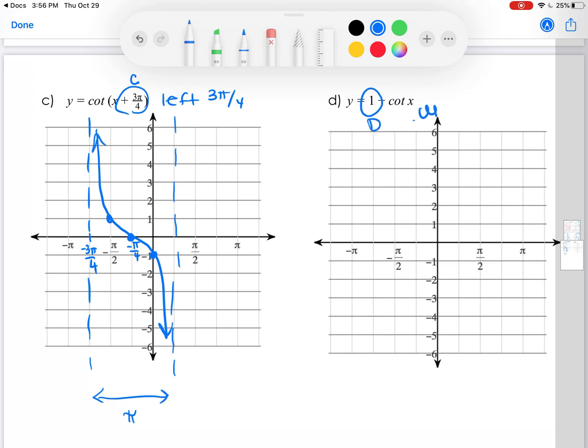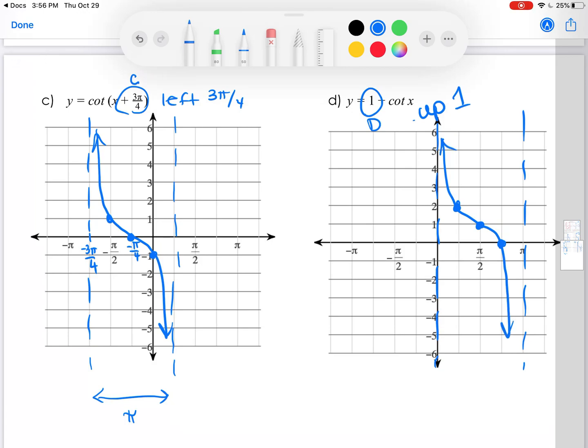And last but not least, this 1 is my d, and it's going up 1 space. So we would have still had our asymptotes in the same place, 0 and pi. The point that should have been on the axis is going to be up 1. The point that should have been at 1 is at 2, and the one that should have been at negative 1 is at 0. Oops, that's not exactly the best curve.